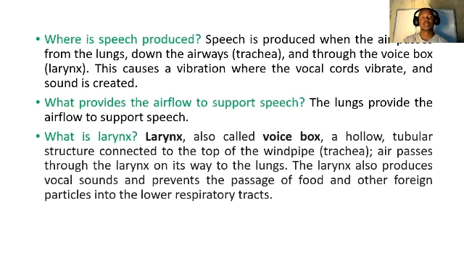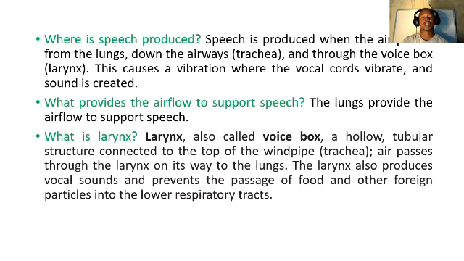How is speech produced? Speech is produced when the air passes from the lungs down the airways, trachea, and through the voice box, larynx. This causes a vibration where the vocal cords vibrate and sound is created. What provides the airflow to support speech? The lungs provide the airflow to support speech.